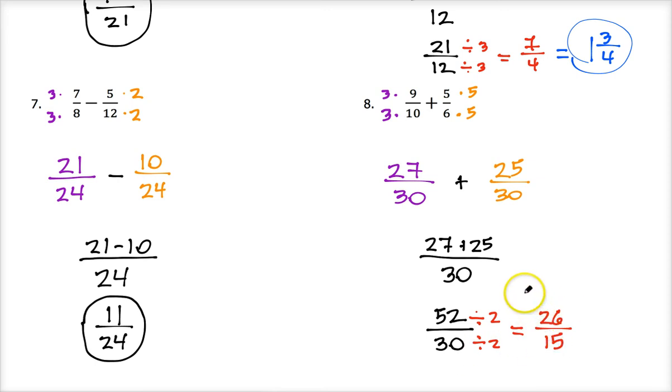And now 26 over 15 is improper, so I can make that a mixed number by taking 26 divided by 15. 15 will go into 26 one time, and my remainder is 11. So I get 1 and 11 fifteenths as my answer here.